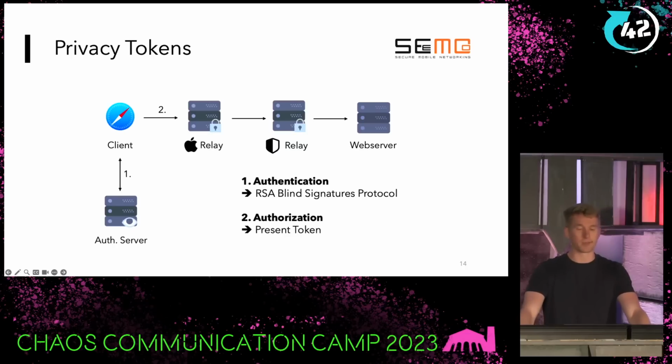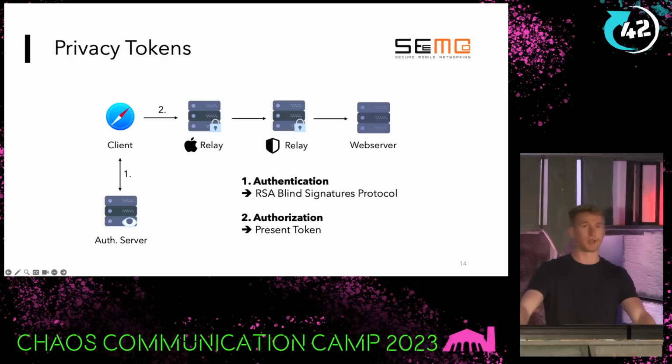As Private Relay is a paid service, there must of course be some kind of access control deployed. But when considering the dual-hop architecture, users must authorize, especially to the egress, so the second relay, without revealing their identity, as that would break the previously mentioned separation of who is making the request and where it is going to. Apple introduced privacy tokens for that case, which split the authentication and the authorization into two steps.